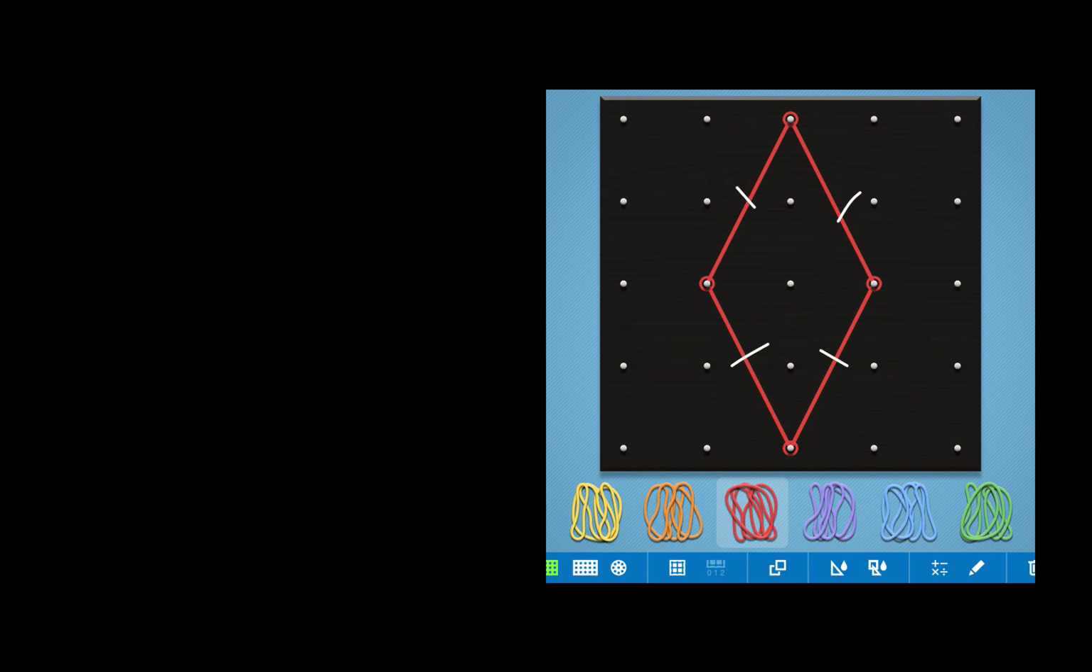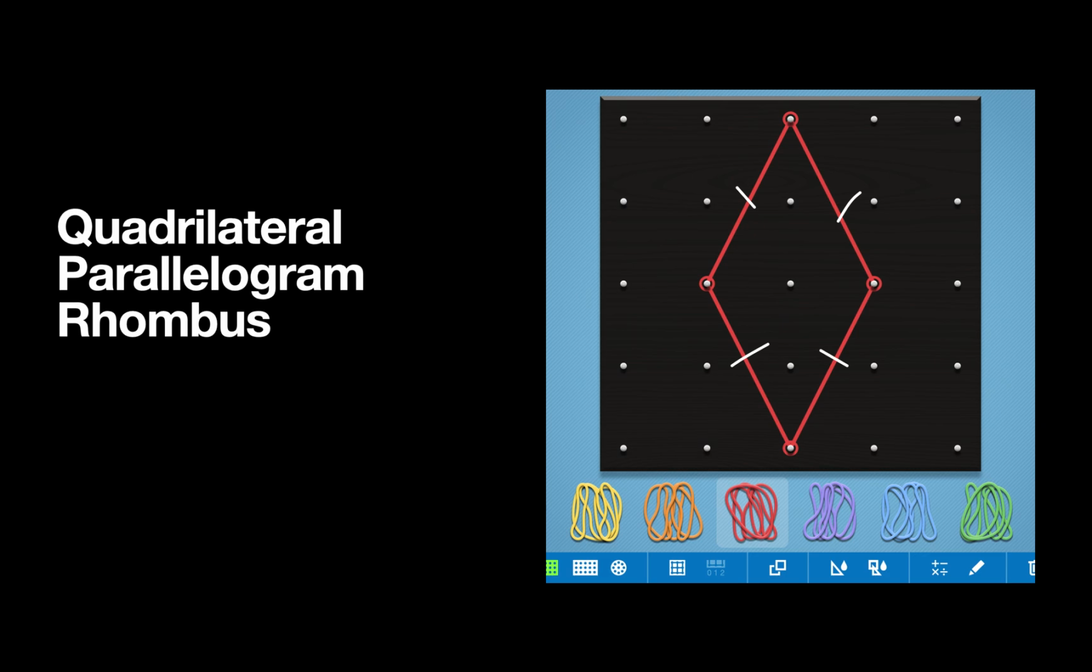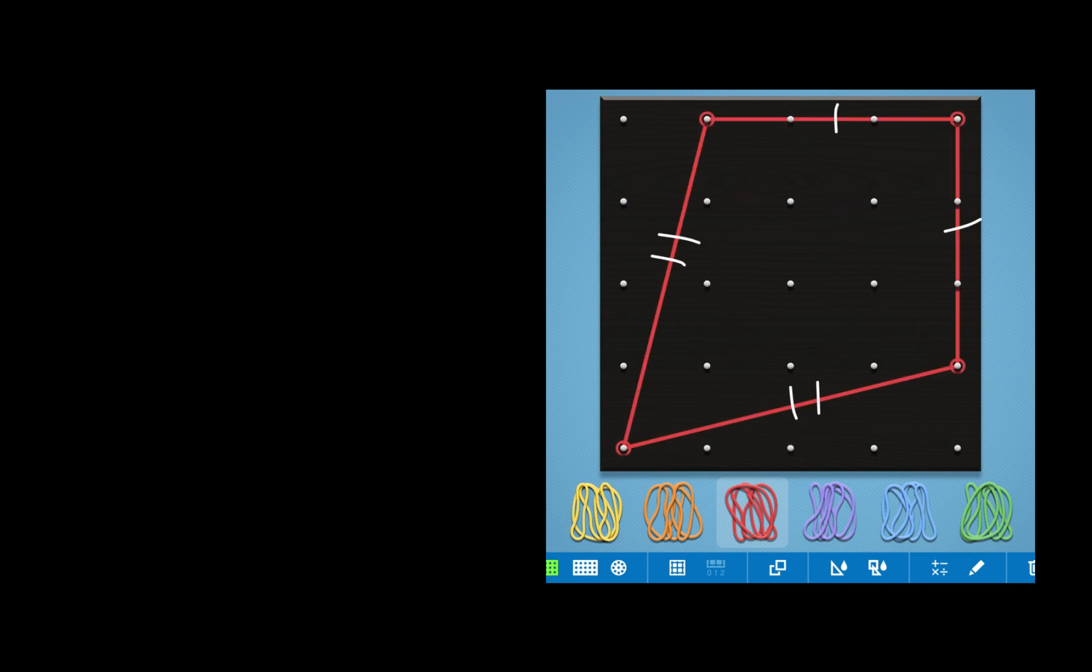Well, we know it's a quadrilateral. It's also a parallelogram, and because it has four sides of equal length, it is a rhombus. It's not a square, though, because it doesn't have square corners. That's why it's a rhombus. This one is a quadrilateral, and it's also a kite.